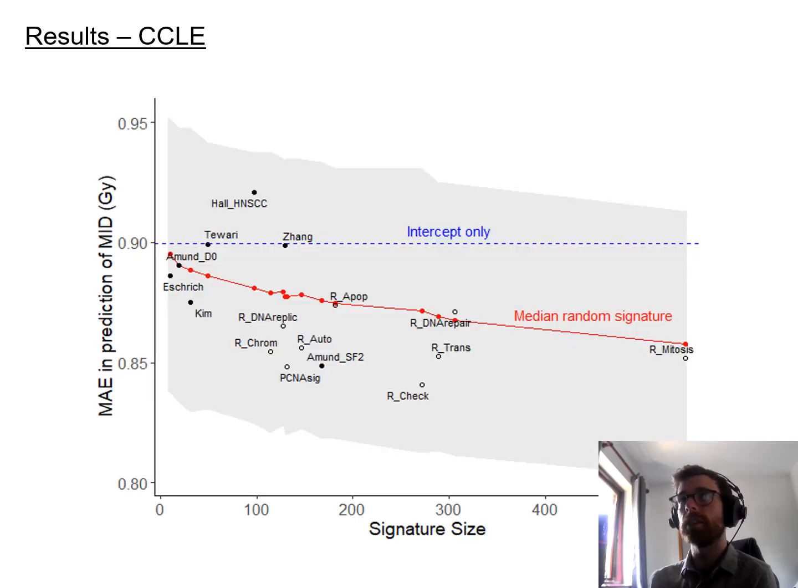These are the results on the CCLE dataset. On the x-axis we have the size in terms of the number of genes in the signature, and on the y-axis we have the error in predicting radiosensitivity. The blue line represents an intercept-only model, which we know is not expected to be a good model as it's equivalent to just selecting the mean. The red line is a median accuracy random signature, and the grey box is a 95% confidence interval for that signature. The black filled dots are the published models, and the unfilled dots are the cellular process signatures. We can see that the accuracy here is poor, and all signatures fall into the 95% confidence interval of the median accuracy random signature.